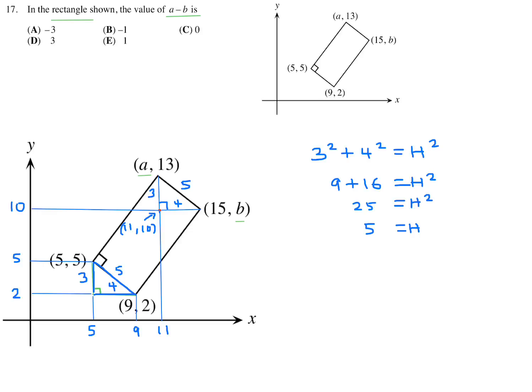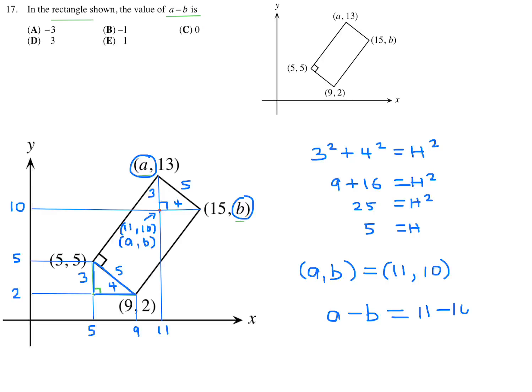Another way of writing that point is what? A and B, right? Look at it. It's A and B on the X and Y coordinates respectively. So we figured out that the coordinate AB is 11, 10. A is 11, B is 10. So they want us to figure out A minus B. Okay, no problem. A minus B is 11 minus 10, which is 1. So 17, the answer is E.